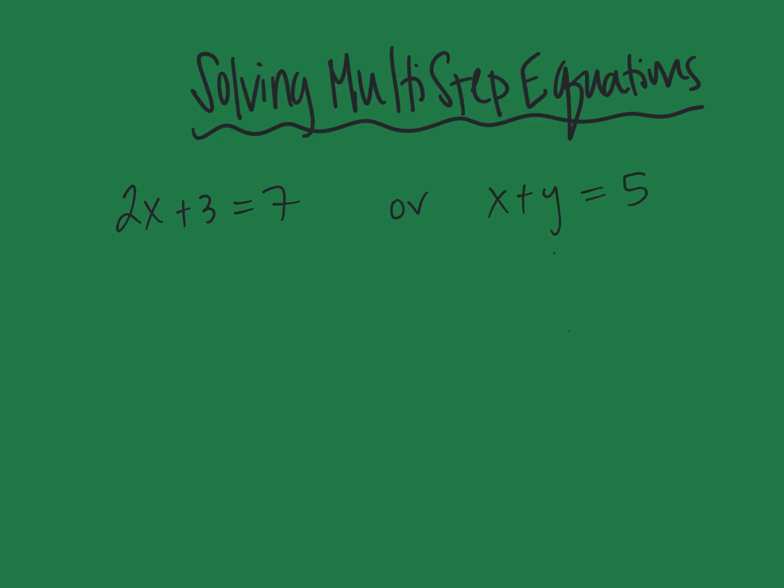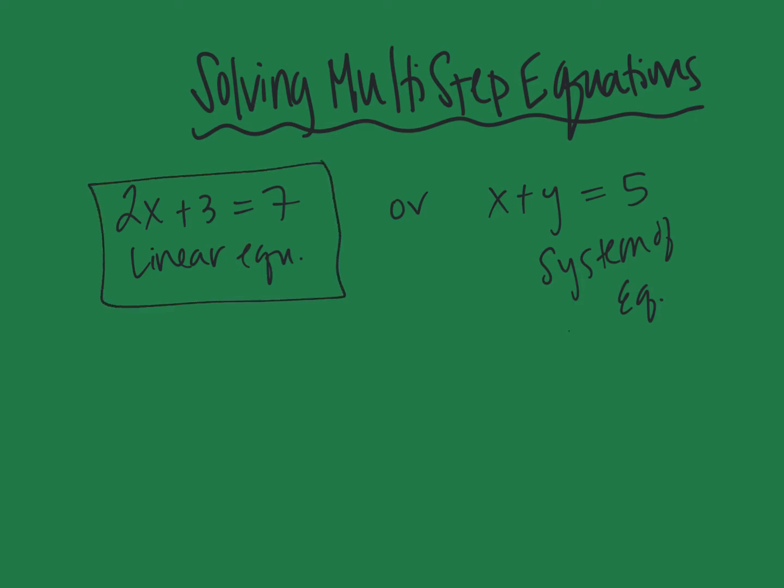So we may either be doing a system of equations, or we may be solving just a single linear equation for a variable. When we solve linear equations, if we are solving a single linear equation, like this one, we will always follow very similar steps. Our goal when we solve an equation is to get the variable alone. That's our goal.